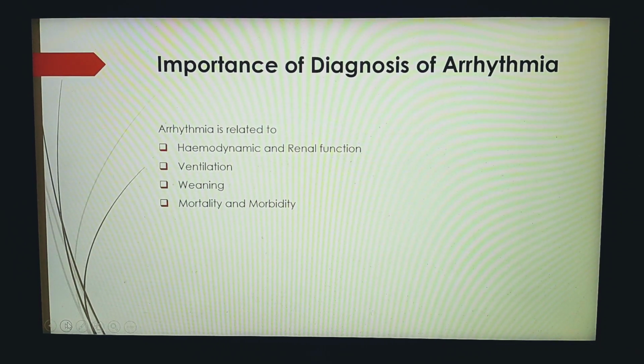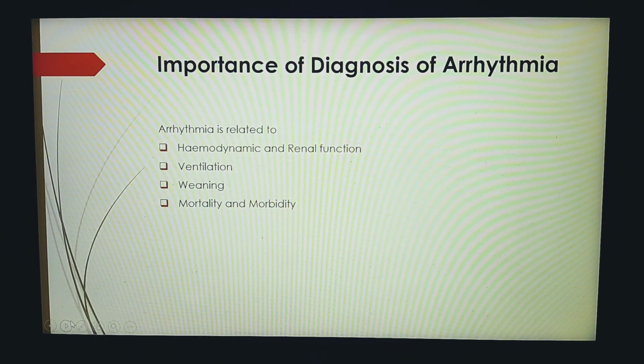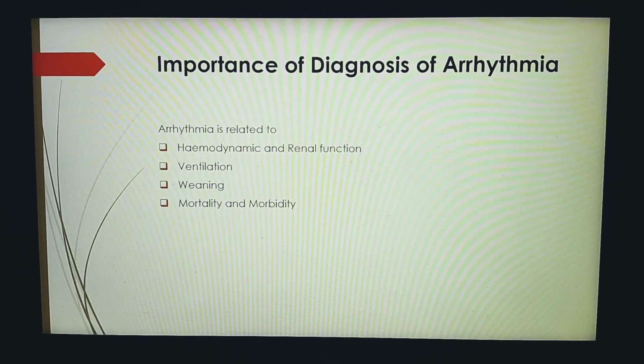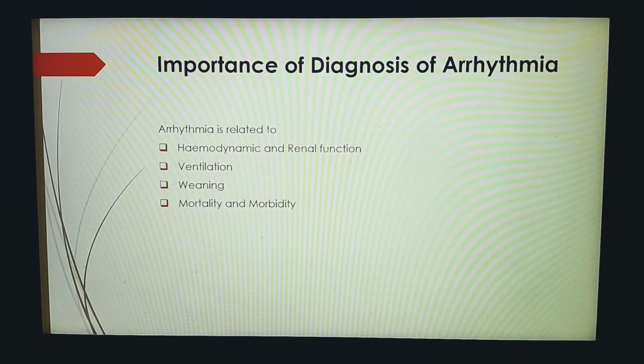So what is the importance of diagnosis of arrhythmia? Arrhythmia is associated with hemodynamics, and if the hemodynamics are unstable, that may cause renal impairment, ultimately AKI, and it also affects ventilation. If the patient is not well ventilated, if there is patient-ventilator asynchrony or patient discomfort, that may produce arrhythmia. Arrhythmia also has a negative impact on weaning, and there is a high chance of weaning failure.